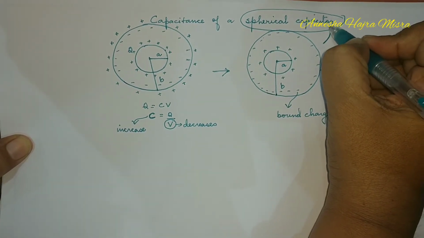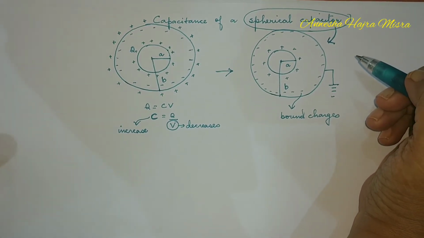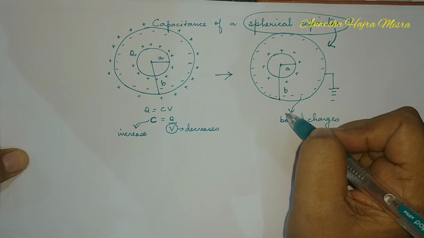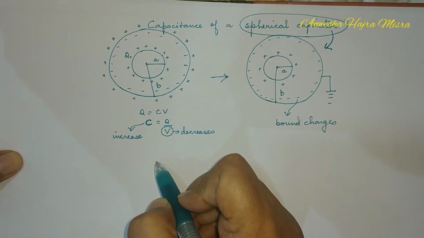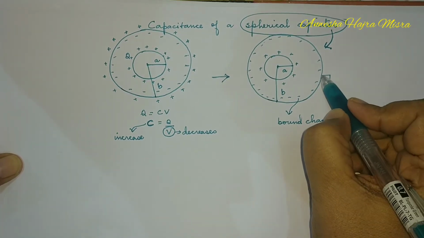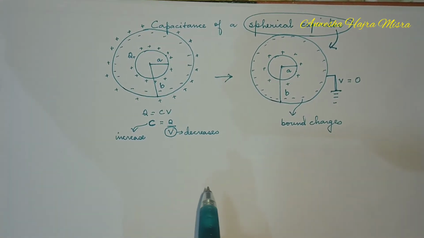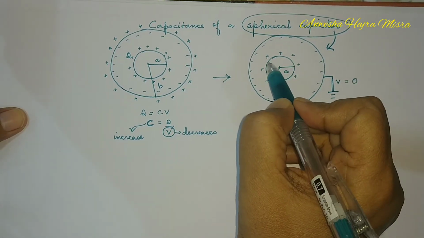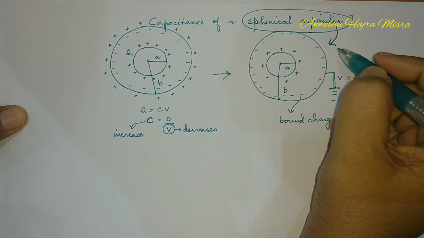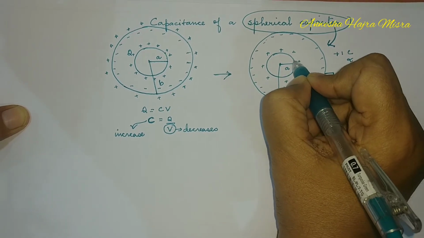This is a spherical capacitor. Now how do we get the capacitance of this capacitor? Now to find C, whose potential are we going to find out? This sphere or this sphere? Now you see this sphere is already earthed. The potential of an earthed sphere is 0. So we are going to find out the potential of the inner sphere. Potential is the work done in bringing +1 Coulomb charge from infinity to this point.